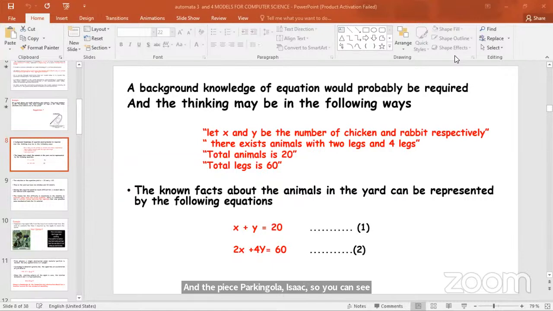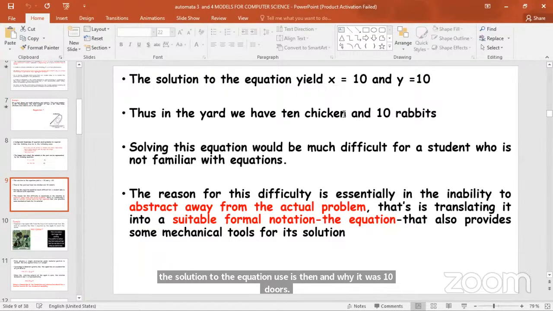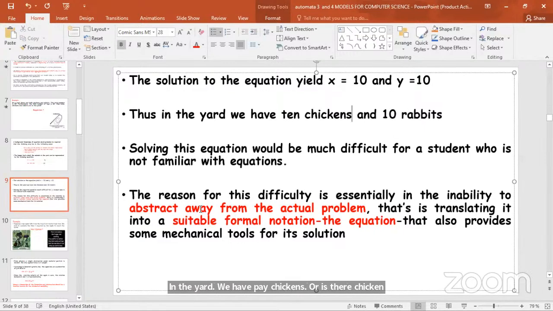So you can see that you must first of all understand the area that you are working in, that's the formalism. Then you should be able to use the tools in that area to solve or to simulate in that direction. So the solution to the equations yields x equals 10 and y equals 10. Thus, in the yard, we have 10 chickens and 10 rabbits. Solving this equation would be much more difficult for a student who is not familiar with equations or systems of equations. The reason for this difficulty is essentially the inability to abstract away from the actual problem, that is, translating it into a suitable formal notation, that is the equation, which also provides some mechanical tools for its solution.